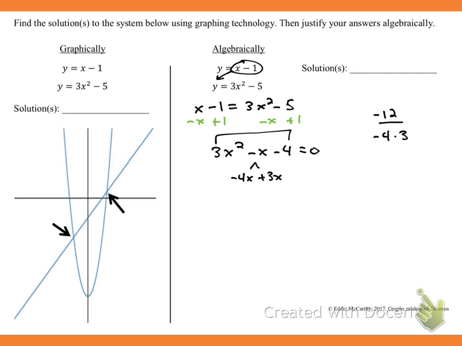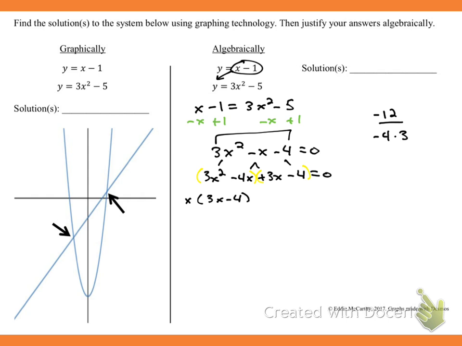Remember that order doesn't matter. I bring down my negative 4, and I bring down my 3x squared. So now I have 4 terms. Uno, dos, tres, cuatro. All right, and so I'll factor by grouping. Group, group, group, group. What's the GCF of that first group? X, which gives me 3x minus 4.